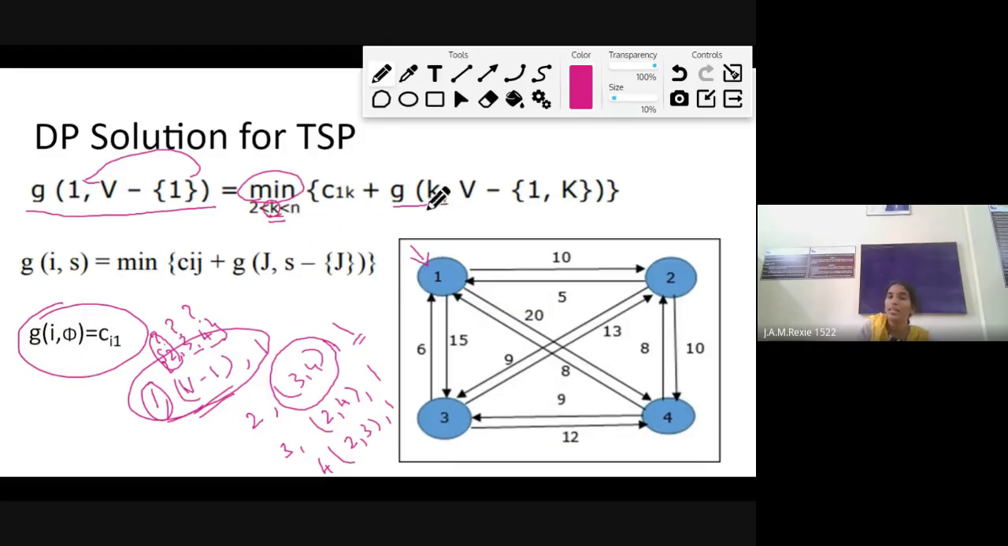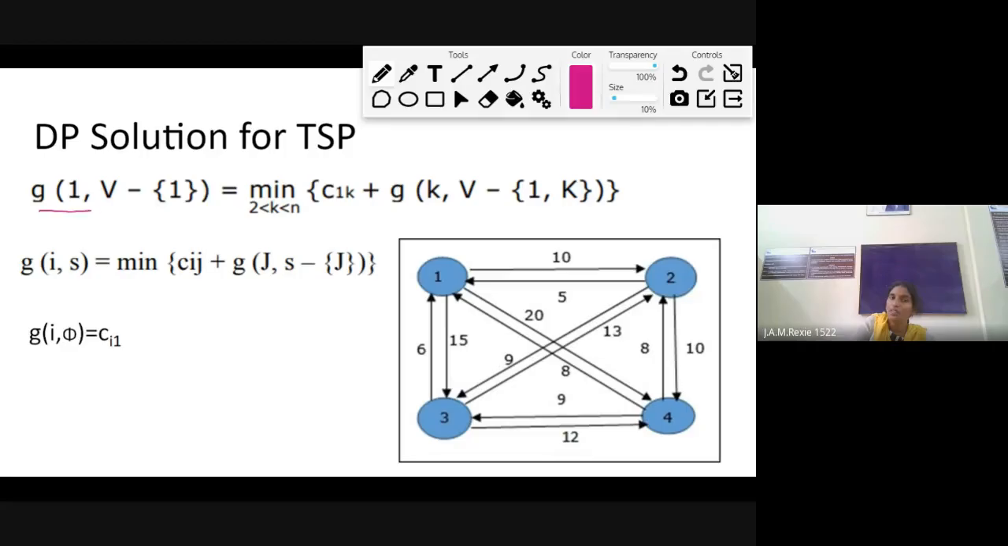So for that k, if I'm starting from k, visiting through the remaining vertices. Okay, already 1 is my source. Now I'm choosing k. So apart from 1 and k, for the remaining vertices, what is the shortest distance? That is referred by this formula, g of k comma V minus 1 comma k. Are you getting it? This g of 1 comma V minus 1 is representing the least cost of the tour starting from 1, visiting through the remaining vertices and reaching back to 1.